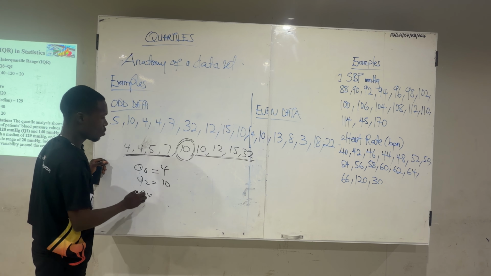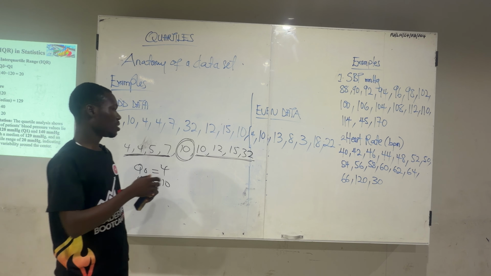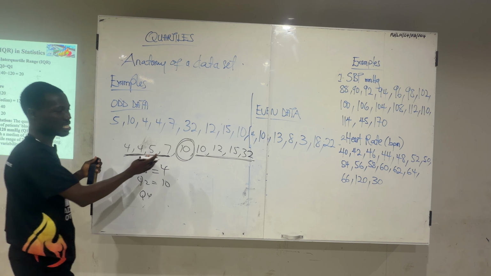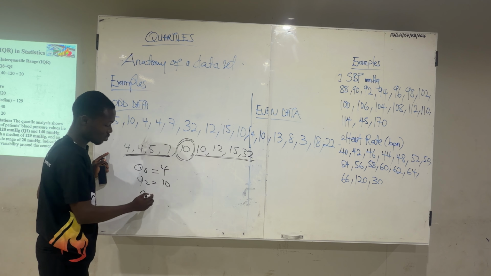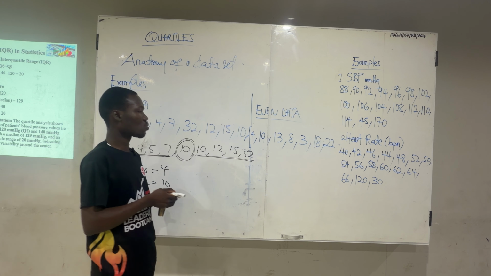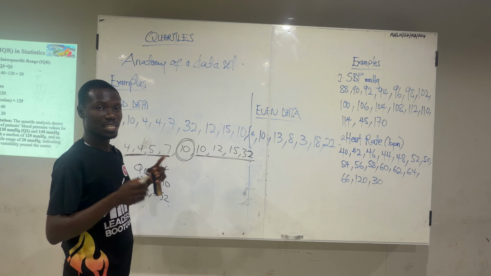Then Q4. Q4 is actually the highest value of the data set. And with this data, the highest value is 32. Now let's come to how to solve for the Q1 and then the Q3.